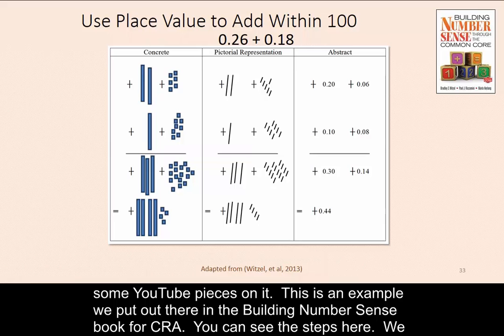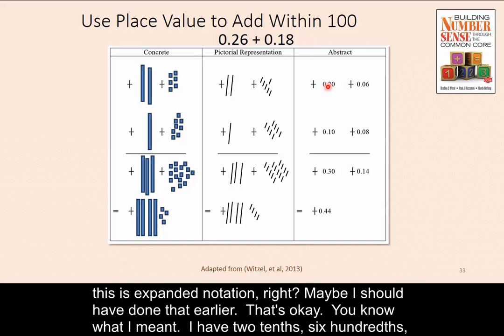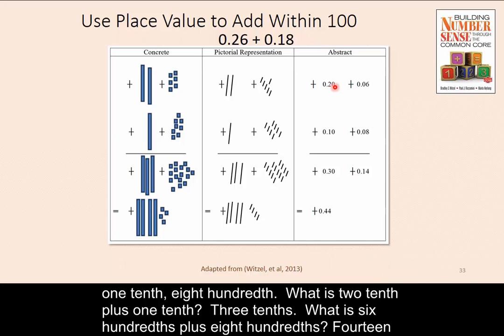You can see the steps here. Let's start out with the right one. We start out with abstract. So it's 26/100 plus 18/100. So we have 2/10. This is expanded notation, right? Maybe I should have done that earlier, but that's okay. You know what I meant. I have 2/10, 6/100, 1/10, 8/100. What's 2/10 plus 1/10? 3/10. What's 6/100 plus 8/100? 14/100.